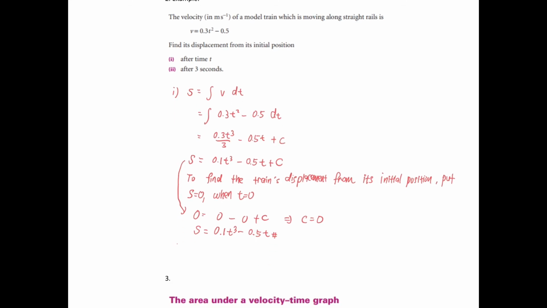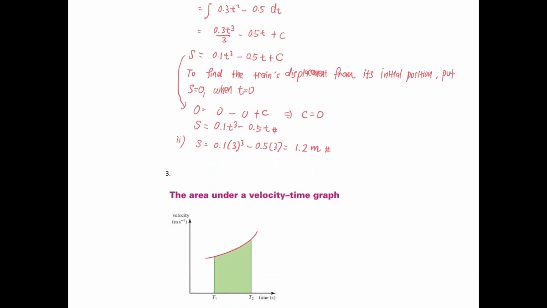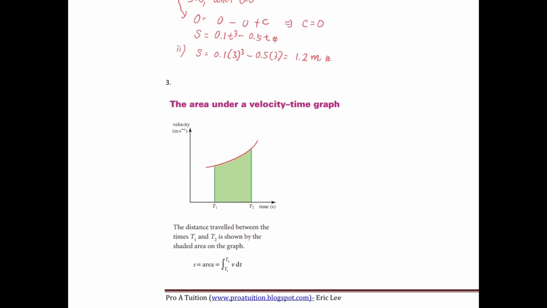Okay, so part 2 is kind of simple. We just substitute 3 into the functions. So we substitute 3 like this. Then you count, and at the end you will get 2.7 minus 1.5. Okay, you get 1.2 meters. Okay, so just like that. Okay, this is a simple question. And now let's see the next one.